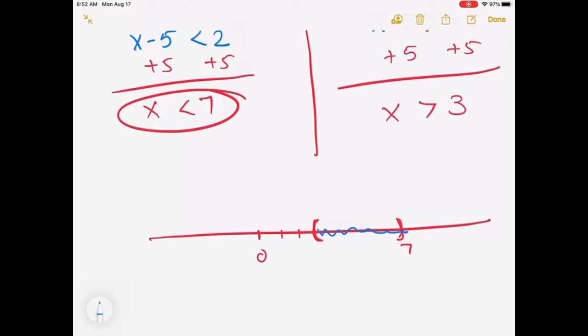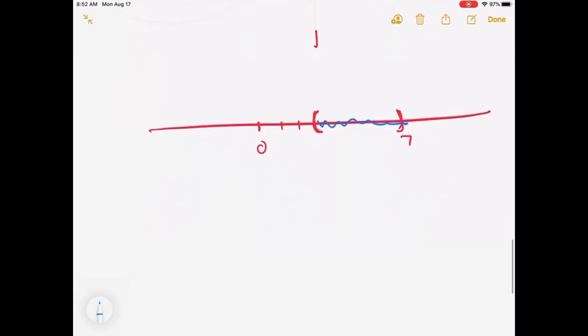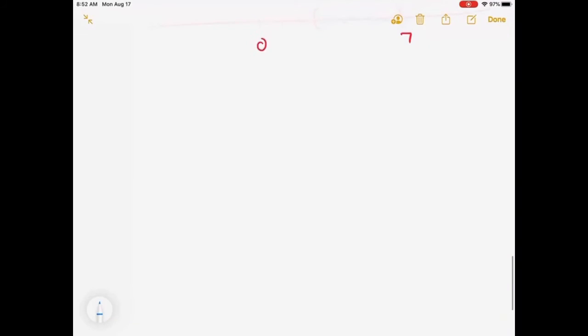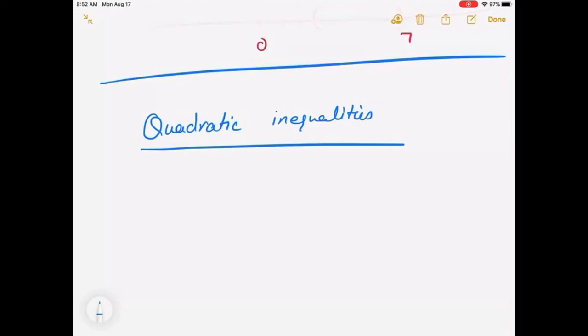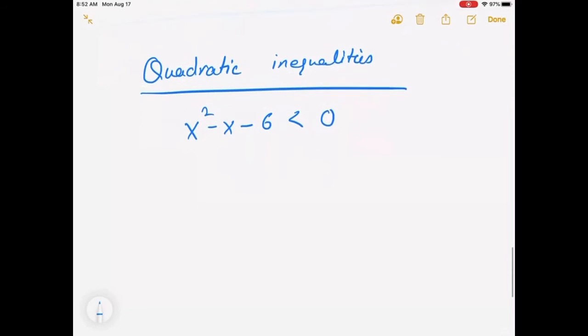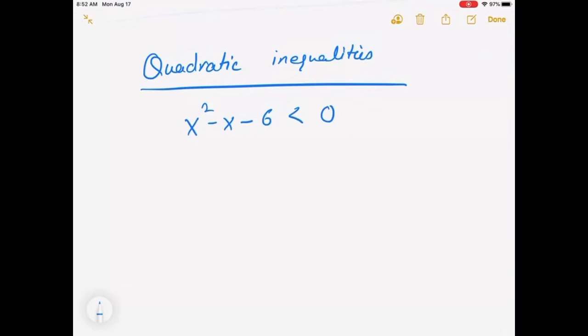And now I just have a last example to show you, and that's going to be all for the day. Okay, so I have quadratic inequalities. How do we solve quadratic inequalities? Let's say I have x squared minus x minus 6 and it's less than 0. First of all, just solve this inequality like a normal equation. Forget about whether it's less than or greater than. Just take it like a normal equation.